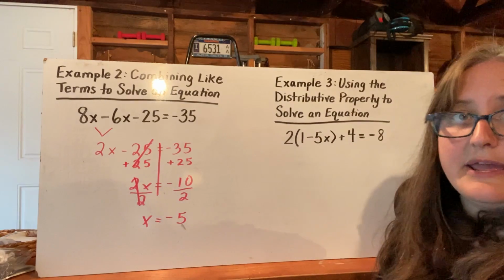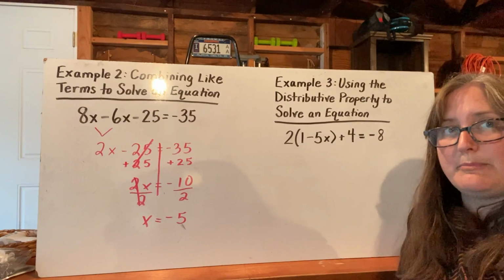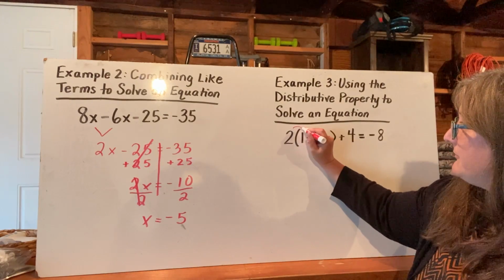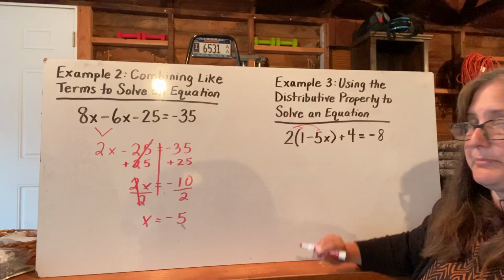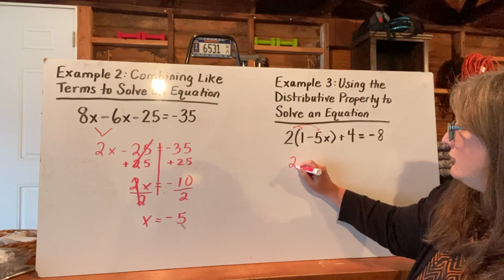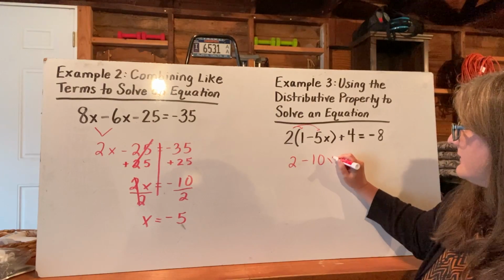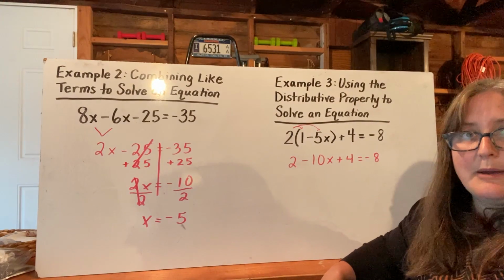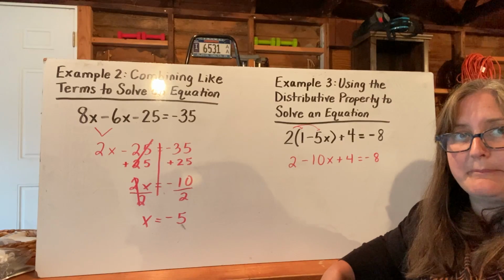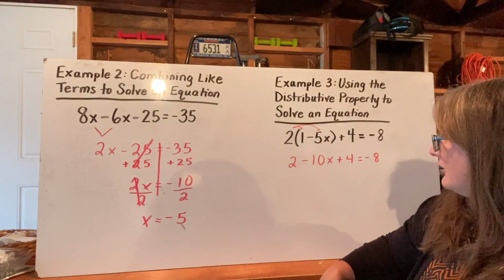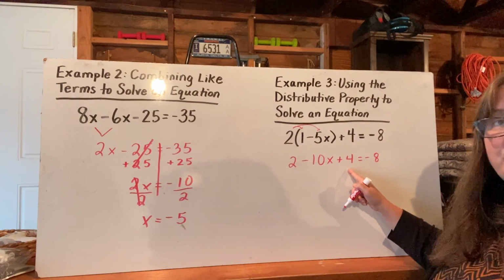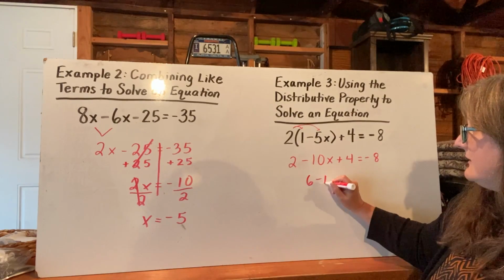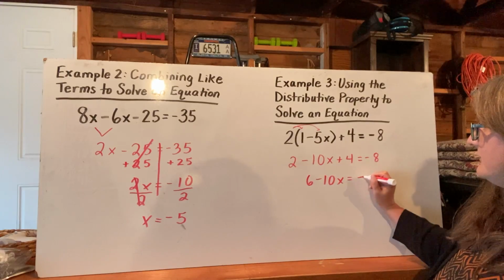Let's try one more. In this case, I have to do some distributing before I can solve this problem. I'm going to distribute this 2 to everything inside the parentheses. So I'm going to have 2 minus 10x plus 4 equals negative 8. Now, before I go any further, I notice there's some combining of like terms I can do in this problem also. I have a 2 and I have a plus 4. So if I combine these two, I'm going to get 6. 6 minus 10x equals negative 8.